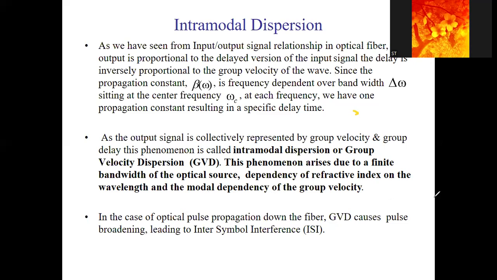Now, optical pulse propagation: if we are transmitting an optical signal via optical fiber, then because of this intramodal dispersion or GVD, there is pulse broadening. And because of this, ISI, inter-symbol interference, arises. In the next slide, we will see what ISI is. The reason behind this inter-symbol interference is GVD, that is group velocity dispersion, which is another name for intramodal dispersion.